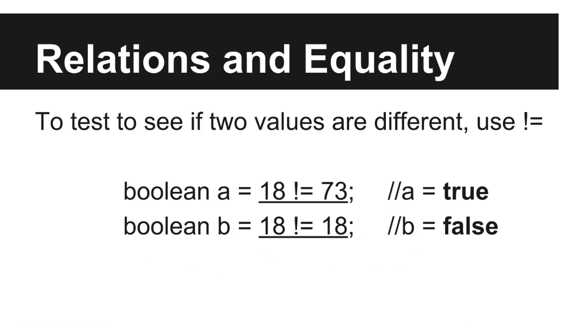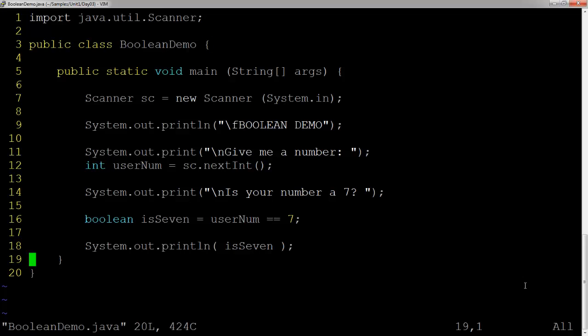Alternatively, if you want to make sure that they're not equal, we use the not equals sign, which is this exclamation point equals. The exclamation point is a negation operator. It just flips the value of certain Booleans. And so something like 18 is not equal to 73, that would be true, since 18 and 73 aren't equal. And we can add that in too. Let's add that in as well.